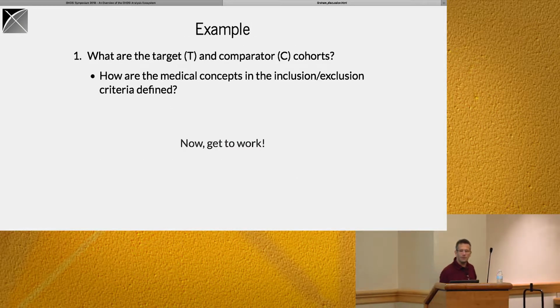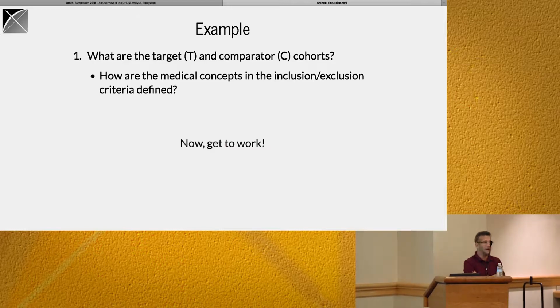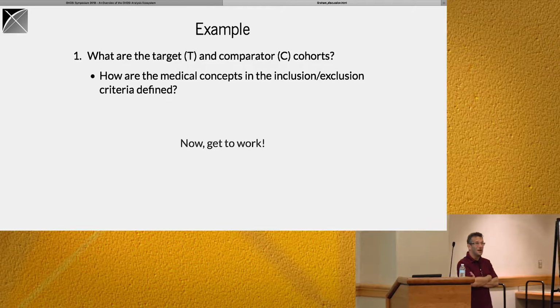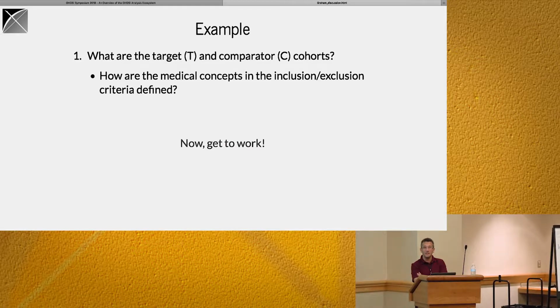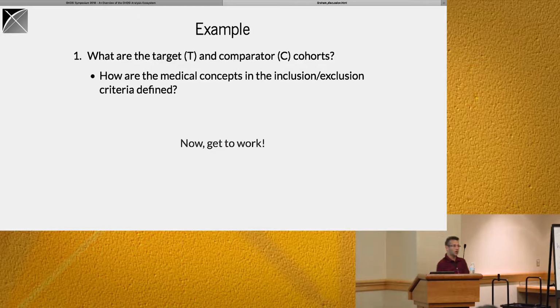Here's an example of the types of things you need to look at. We need to define the target and the comparator cohort. So what are the medical concepts that were used or not used in this criteria? But remember, a code set itself is not a cohort. What is the logic used for those code sets to define the time at which an individual entered and exited that cohort? How did it work?